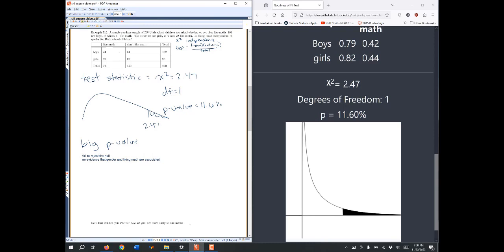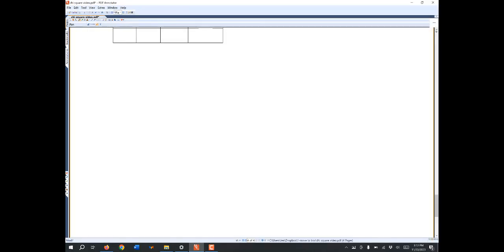But down here, does it tell you whether boys or girls are more likely to like math? The answer again is no. All it's going to tell me is whether or not they seem to be associated, whether or not they seem to be affecting each other. It won't actually tell me which one likes math more, at least not the test. You can maybe use logic, but the test itself doesn't tell you any of that. Okay, next problem.